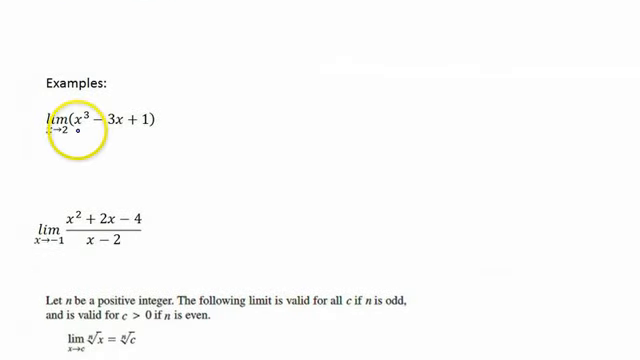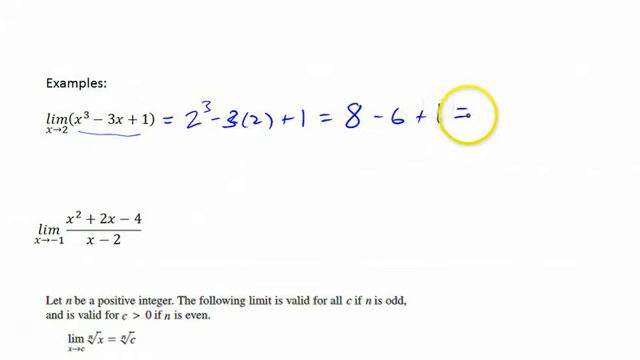Well, this is a polynomial, so we are safe to just plug 2 directly in. So the limit of this polynomial as x approaches 2 is 2 cubed minus 3 times 2 plus 1, which is 8, minus 6 plus 1, which is 3.